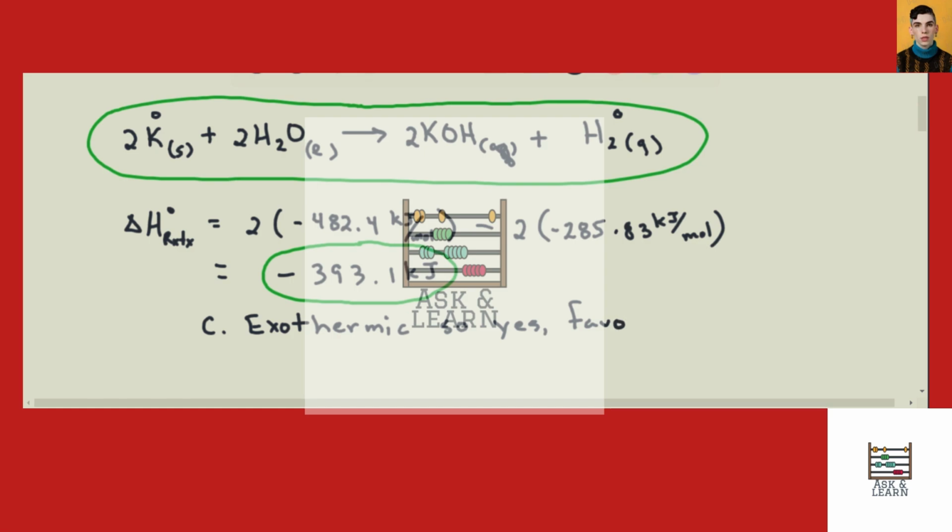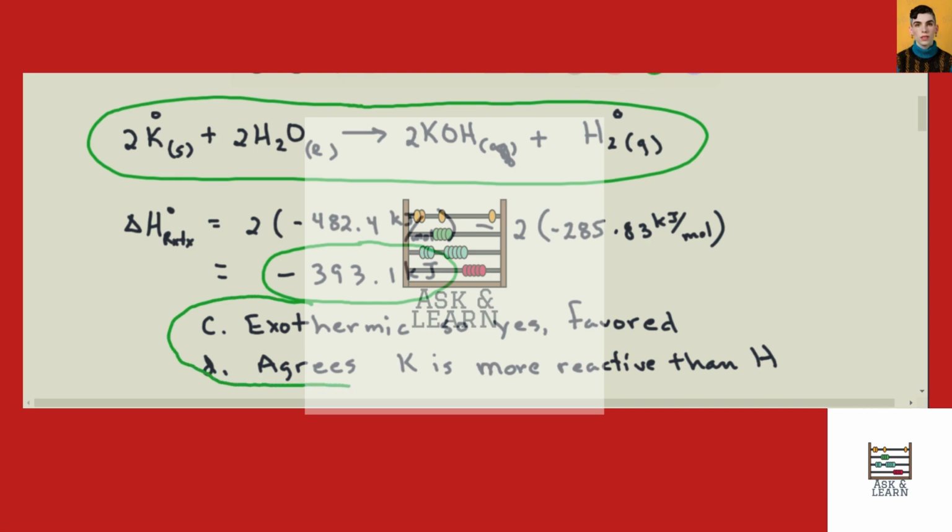And when we look at the activity series, guess what we find there? The activity series agrees, because we see that K has more activity than the hydrogen. So we have agreement between C and D. Actually, B, where we calculated the negative in the first place. But we do have agreement.